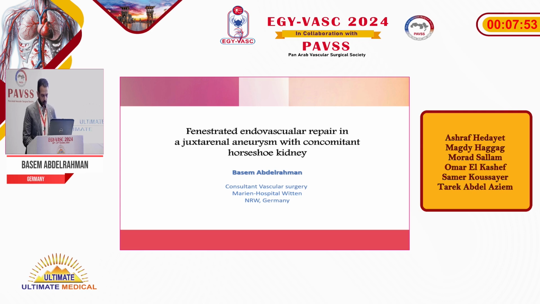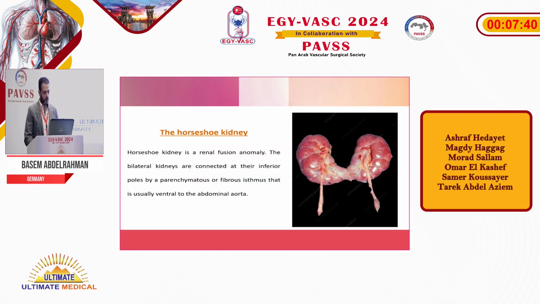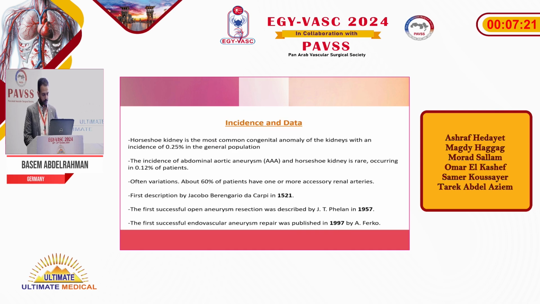It's my honor to stand here once again among you. My presentation today is a case report: fenestrated endovascular repair in juxtarenal aneurysm with concomitant horseshoe kidney. The horseshoe kidney is a renal fusion anomaly in which the bilateral kidneys are connected at the inferior pole with a parenchymatous or fibrous isthmus, usually in front of the abdominal aorta.